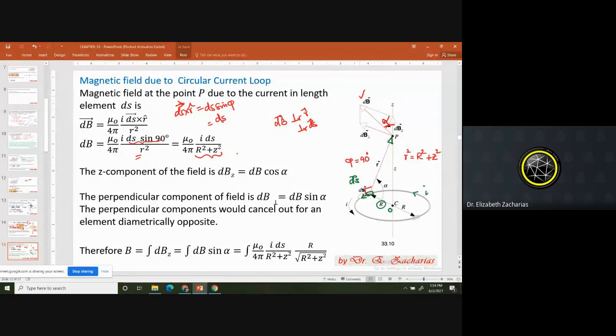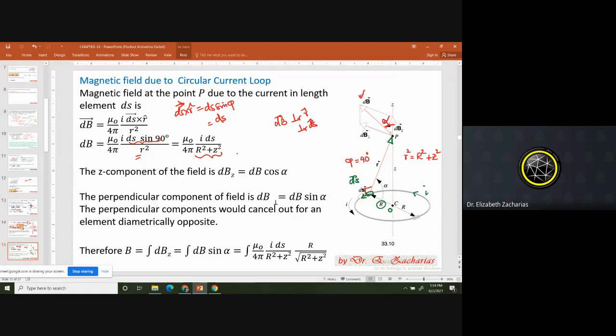And we saw how this dB is going to look with respect to the z-axis. It's going to make some angle alpha. Alpha is not 90. Please mind it, alpha is not 90 because you are having some kind of a conical structure and a perpendicular to the conical structure. So it cannot be 90.